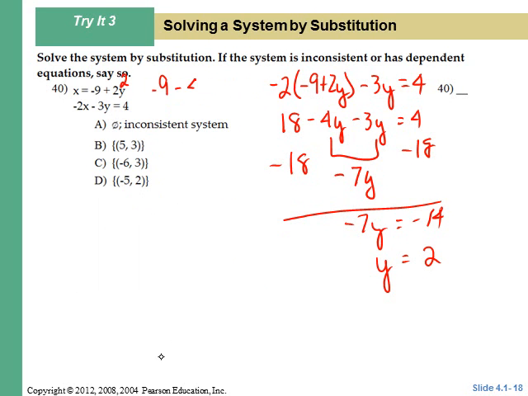Nine plus 2y, negative 4, positive 18, negative 7 plus negative 14, positive 2. 2 times 2 is 4. Negative 9 plus 4 is negative 5, so my answer is negative 5, comma 2. Next one.